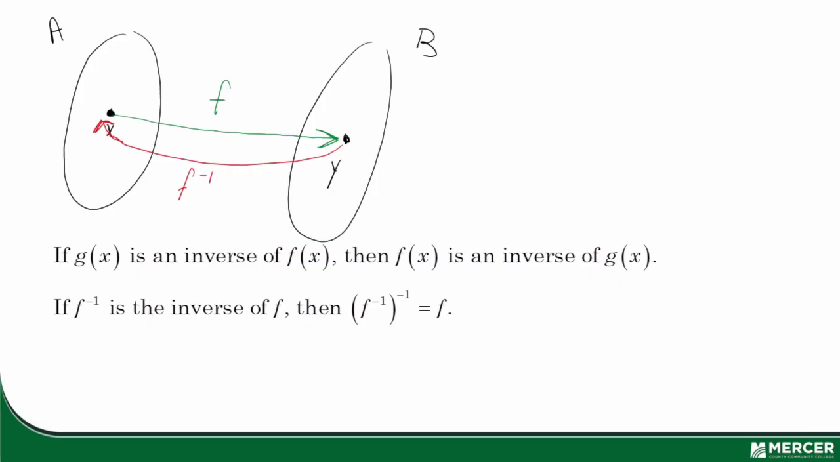If F inverse is the inverse of F, then the inverse of F inverse is F. Right, so you inverse and inverse, you get the original function. That should be pretty obvious.